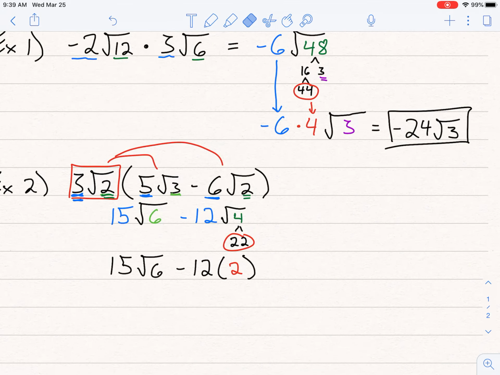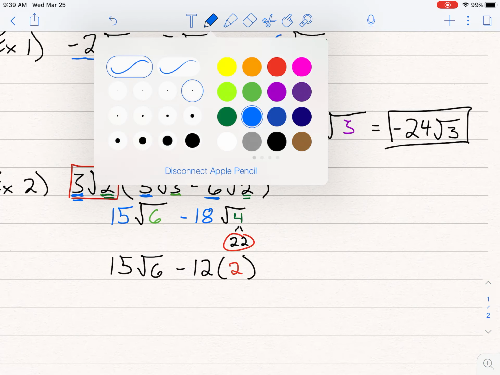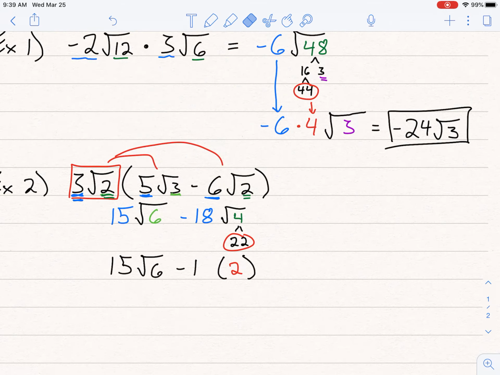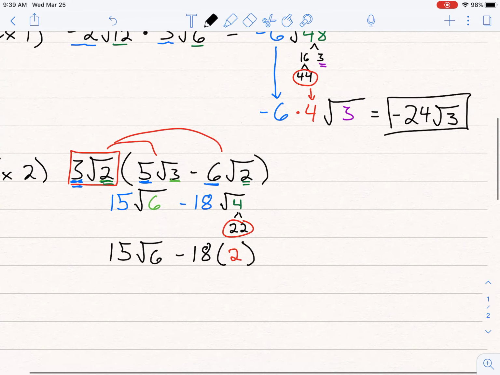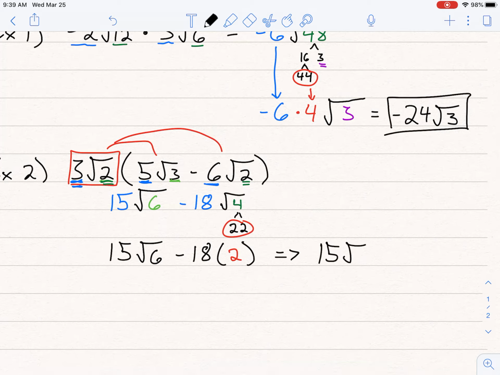Oh, I am so sorry. I just caught my mistake. This should be negative 18. Early morning. So that makes this here negative 18 as well. And then we get a final answer of 15 square root of 6 minus 36. Nothing more can be simplified.